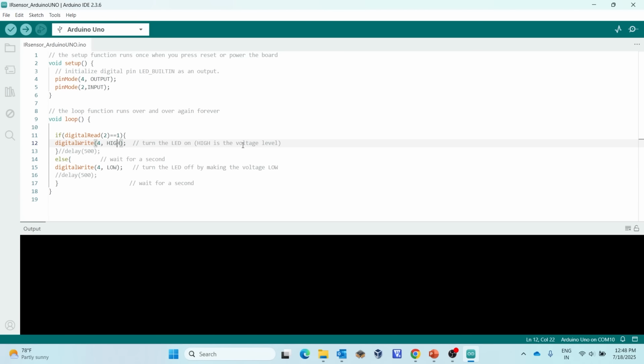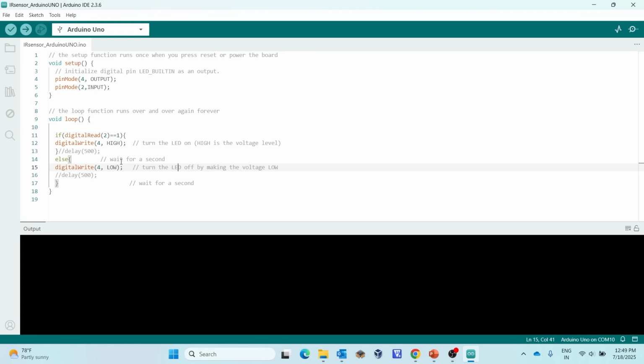Turn the relay on, high is the voltage level. Suppose there is no signal detected by the IR object sensor, in that case we write else, digital write relay pin number 4, make it low. So your relay will turn off. If the relay turns off, then that means your bulb also turns off. So let us see that demo quickly.